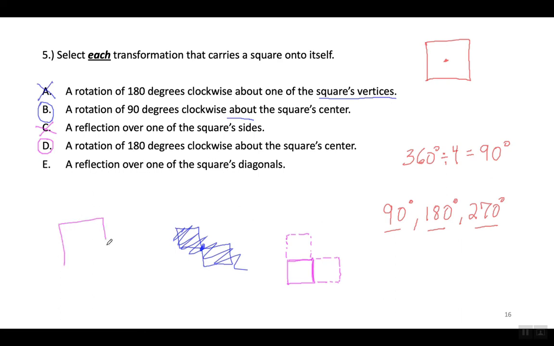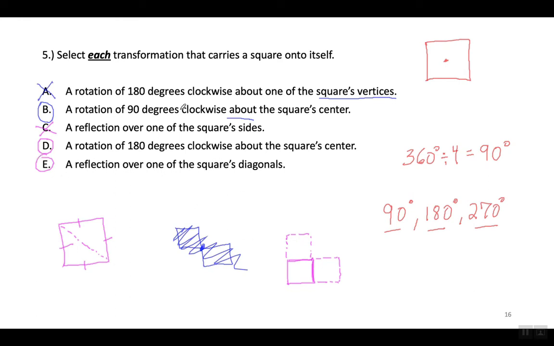So here's my square. In a square, all the sides are the same length. That's what those lines mean, okay? Now, a diagonal line is this. So if you reflect the square over a diagonal line, yes, this side will be over here and this side will be over here. It'll match up. So yes, that is a correct answer.